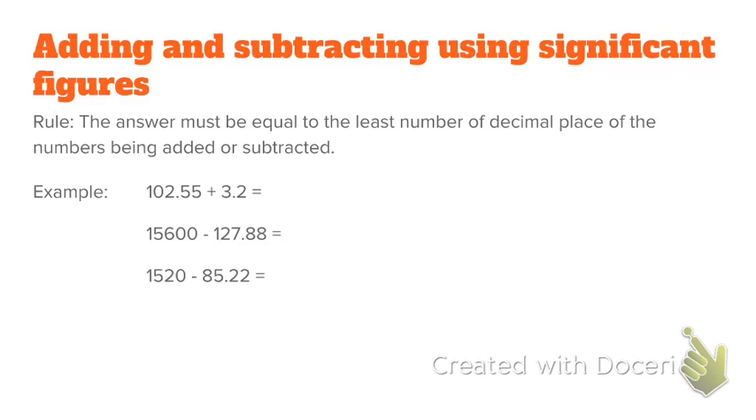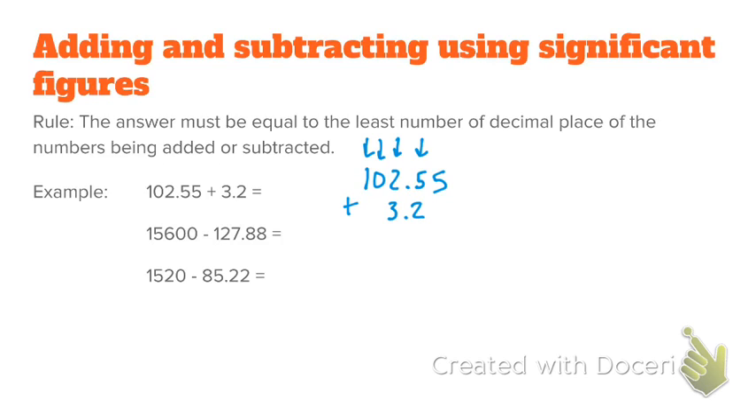Let's take the first example. The rule is the answer must be equal to the least number of decimal places of the numbers being added or subtracted. I think the best way is just to do an example. I'm going to write the problem like this, lining up the decimal places. Here's the tenths place, here's the ones, the tens, the hundreds. I'm just lining them up.